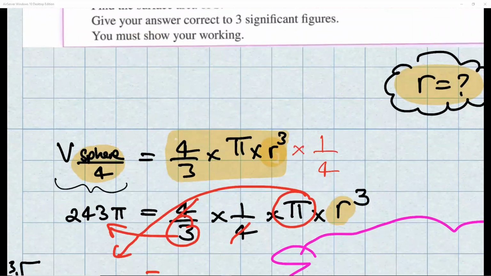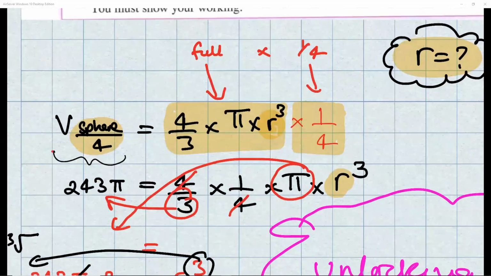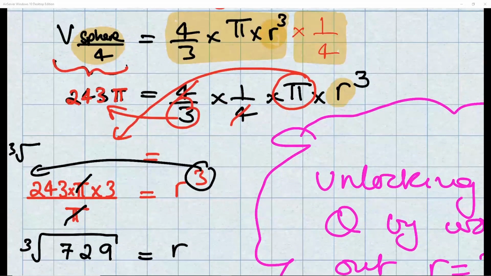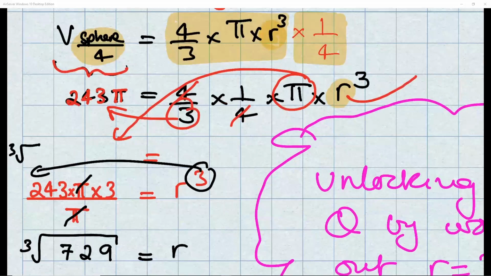Now, what do we do to adjust that formula to make it a quarter? What adjustment did I do? Times it by a quarter. Because this is the full formula for the full sphere, and this one here gives you 1/4. Lovely. And what is the volume of this shape? Did they give it to us? 243 pi. Now, out of all the things that we have there, which is the only thing that we don't know? The radius.